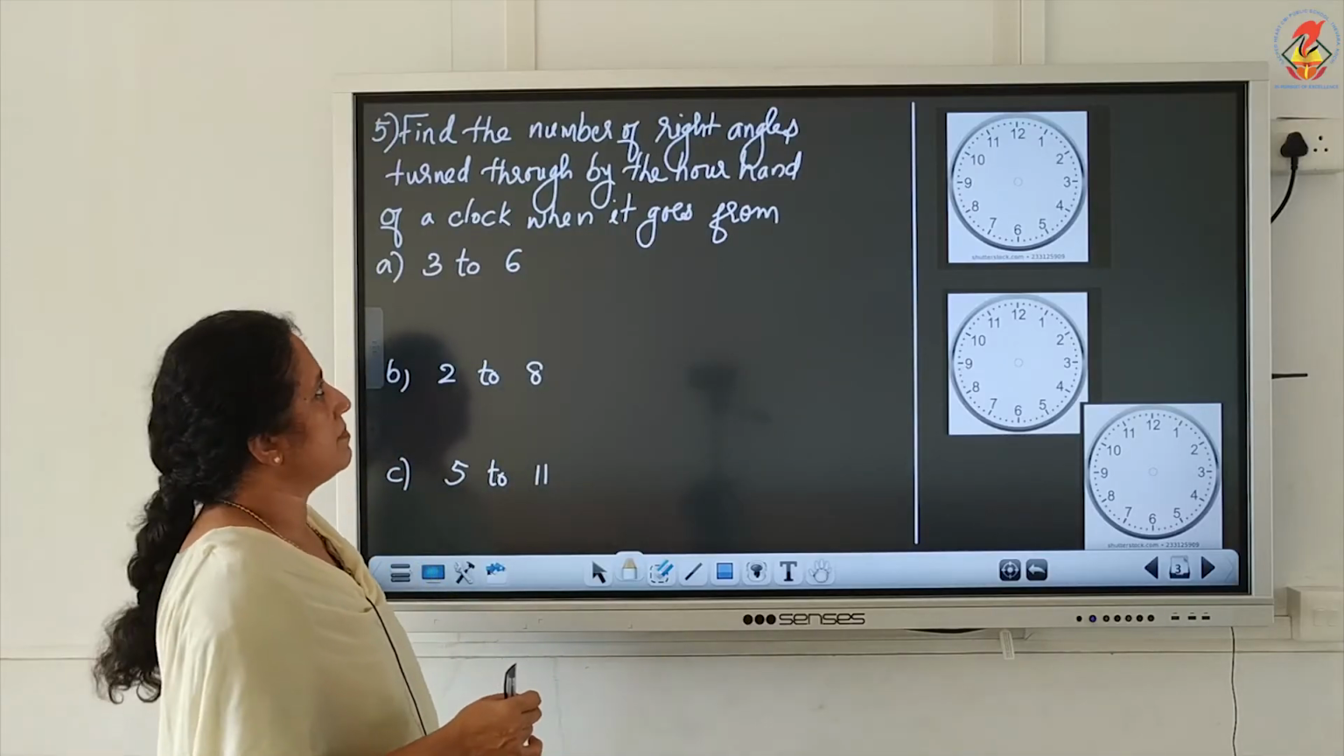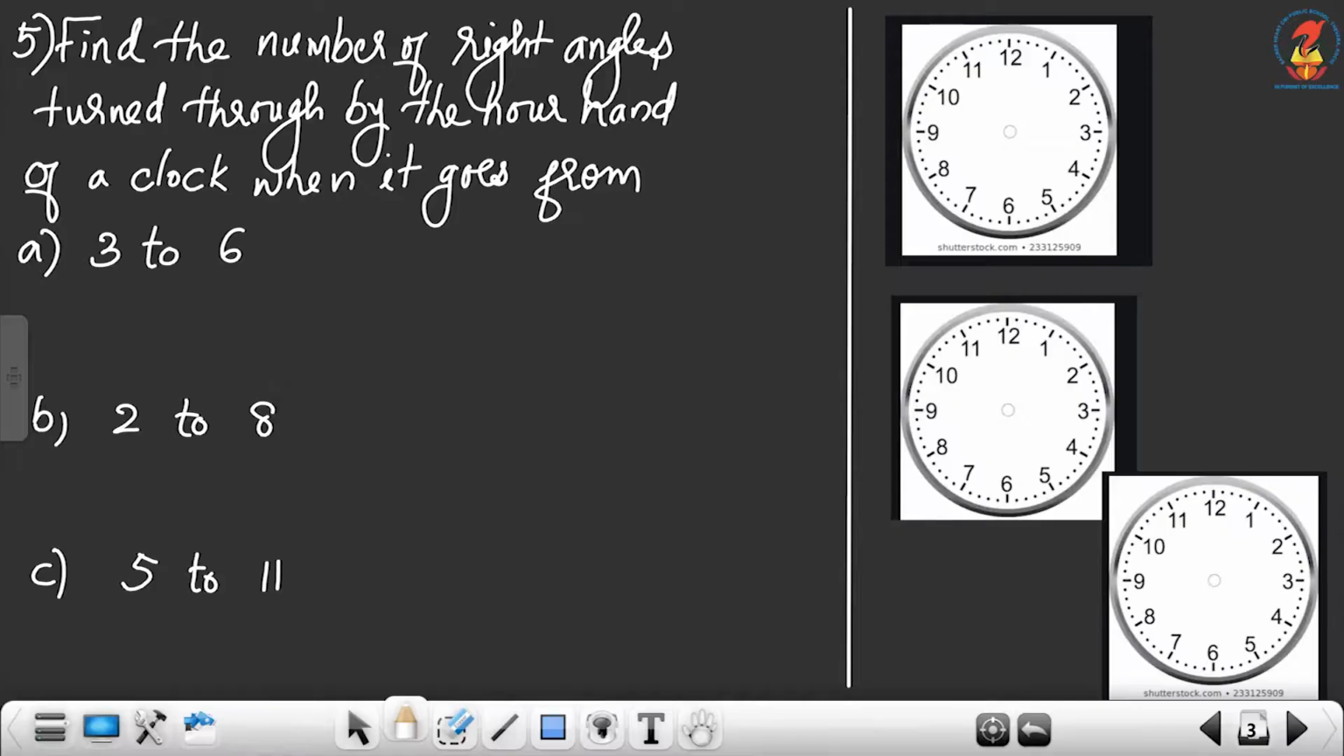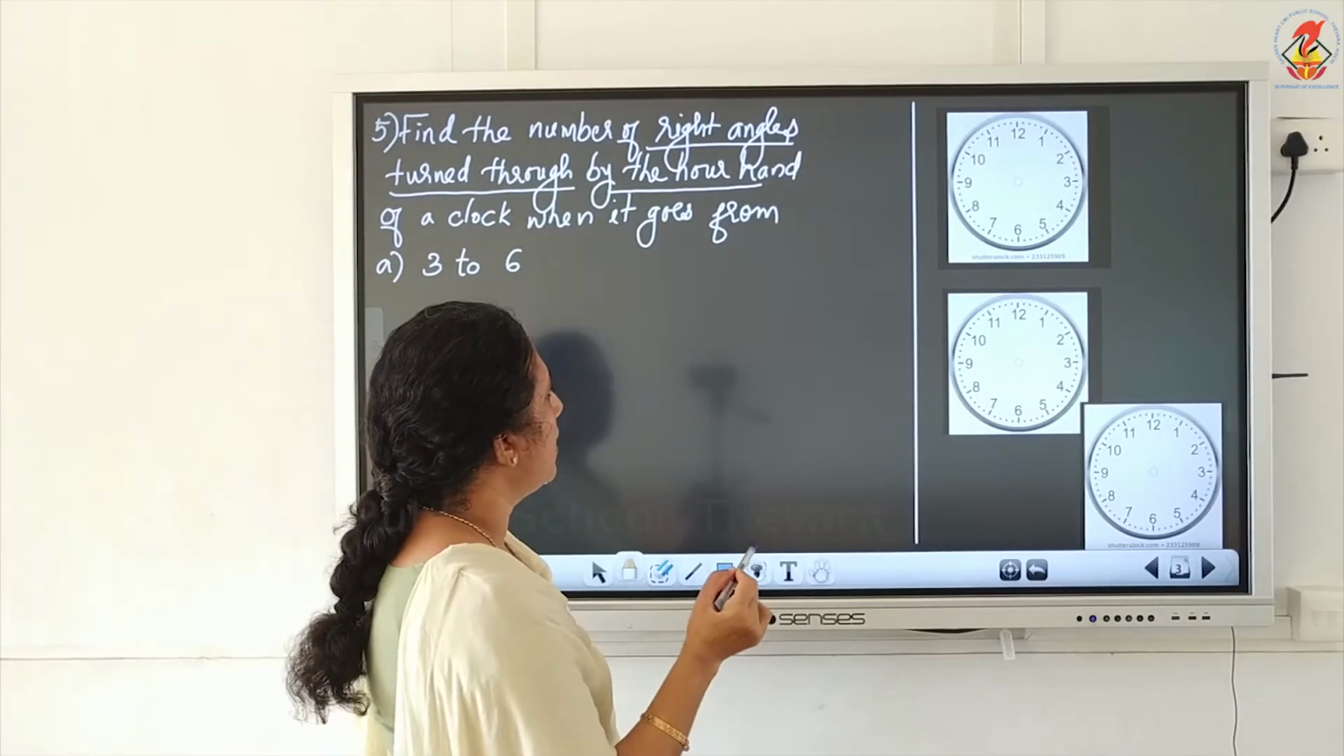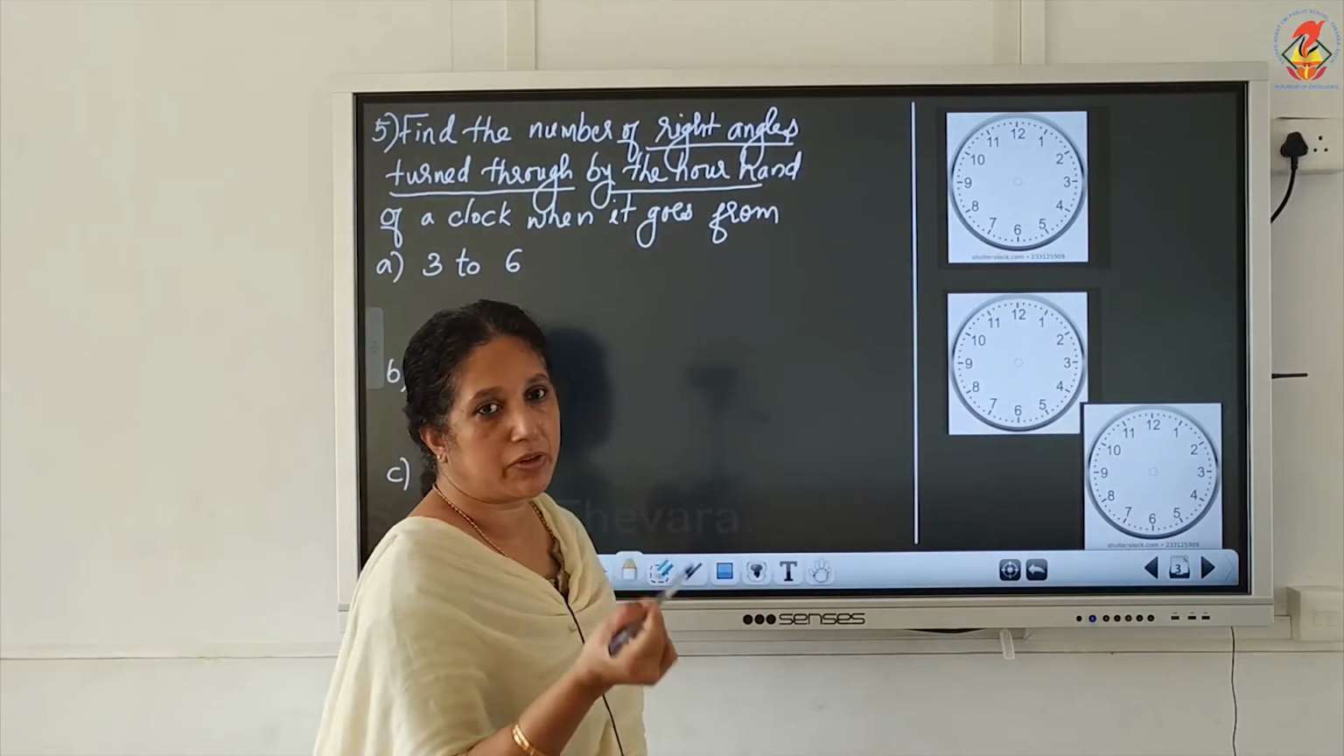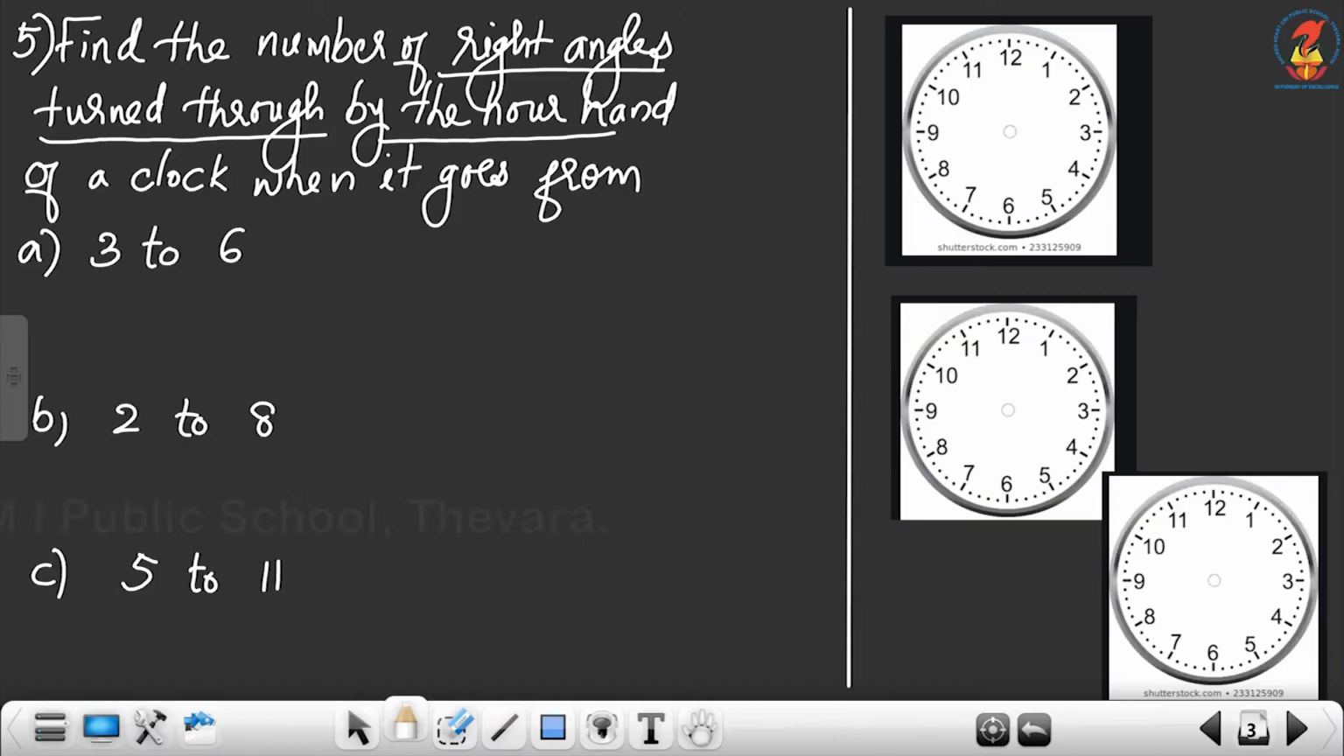Now, next question. Question number 5. Find the number of right angles turned through by the hour hand of a clock when it goes from 3 to 6. So you have to draw the clock faces. For each question you have to draw the clock face and mark the movement of the hour hand. So it starts from 3.